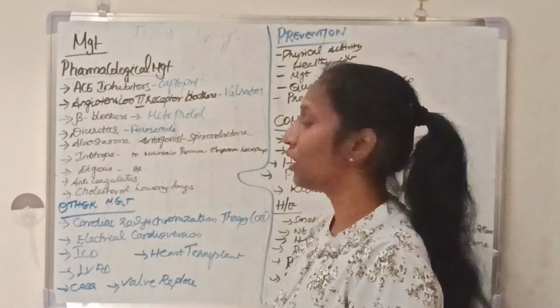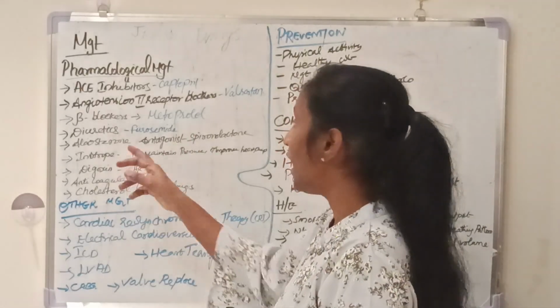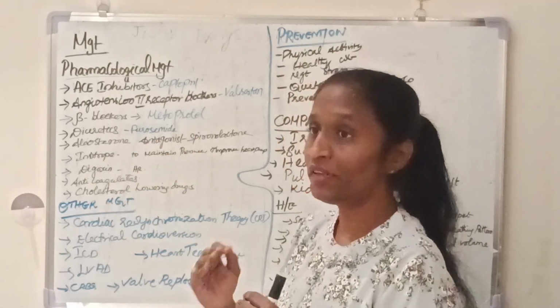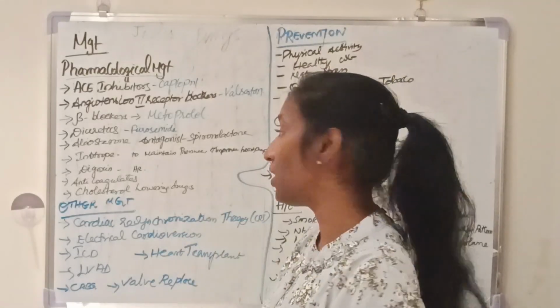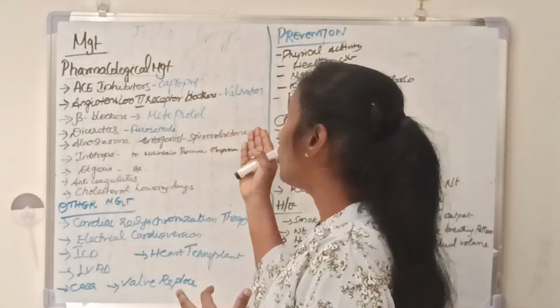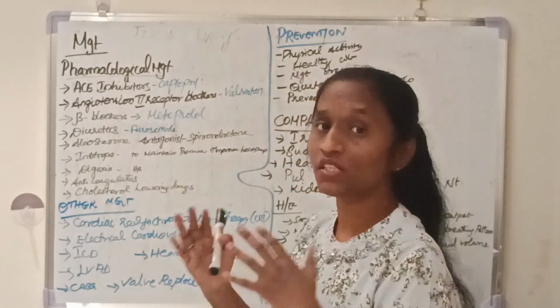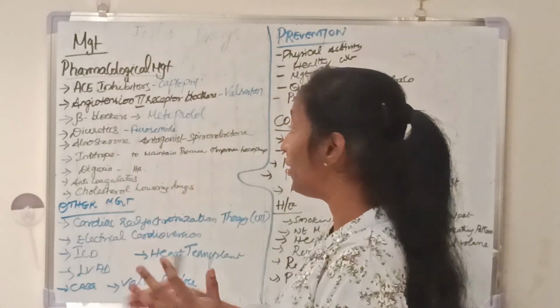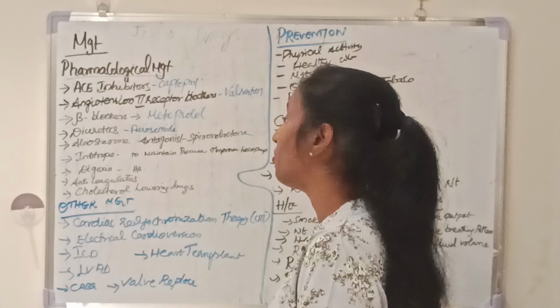Diuretics relieve the fluid from the tissues and the cells. So we are administering furosemide. And then aldosterone antagonist. Antagonist means opposite reaction to the aldosterone. We are administering spironolactone. Aldosterone causes retention of water; here it will relieve the water and sodium from the body.